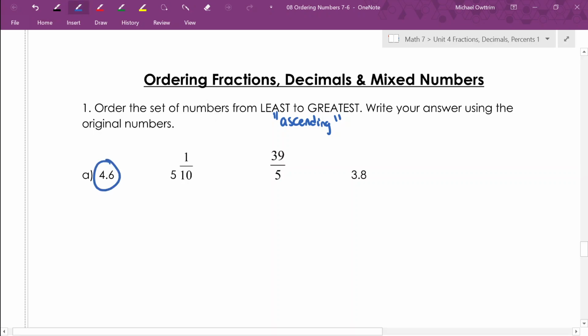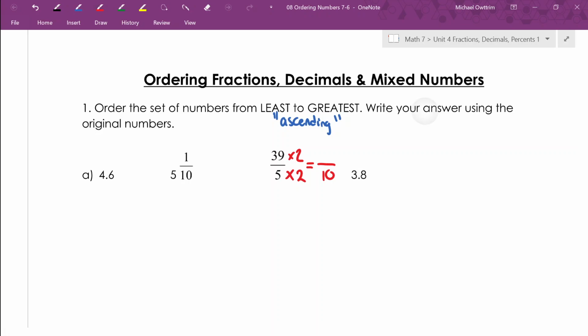So in part A, I already have two numbers that are decimals. And if I look at this mixed number here, it's got a denominator of 10, so that's going to be really easy to convert to a decimal. This one doesn't have a denominator of 10, but it does have a denominator of 5, which is really easy to multiply into a denominator of 10. So let's do that. 5 times 2 is 10, which is what I want if I'm going to make a decimal. 39 times 2, well, 40 times 2 would be 80, so 2 less than that is 78.